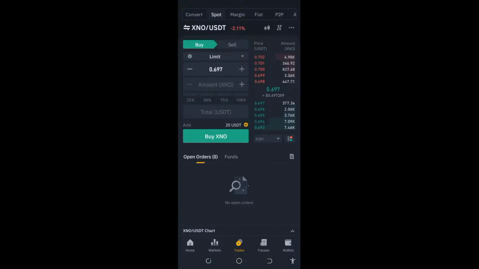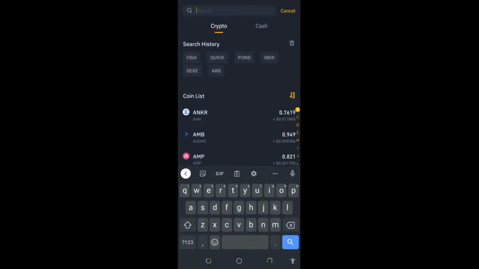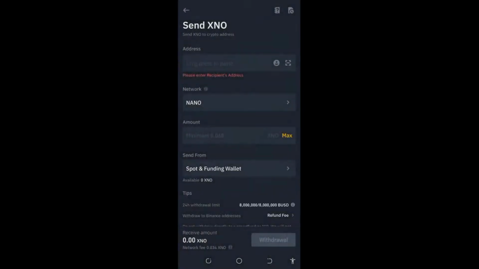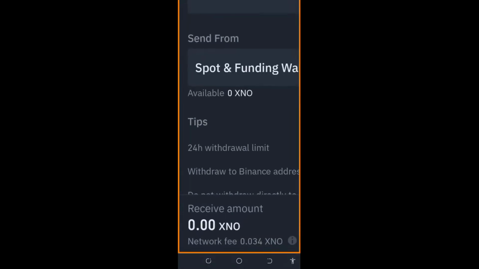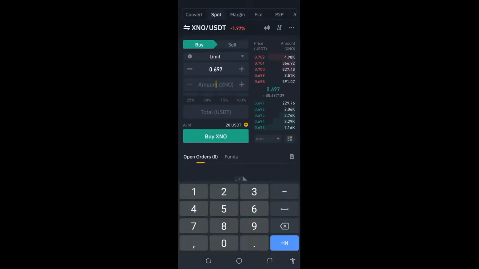Let's click on withdraw and see whether this is good. Let's check XNO and see the withdrawal network. Oh, it's also Nano. That's good. So what do we have here? The network fee is 0.034. Let us check how much that costs. It's about 0.027, just in the range of 3 cents. That's not bad, so I think we can go ahead with this.